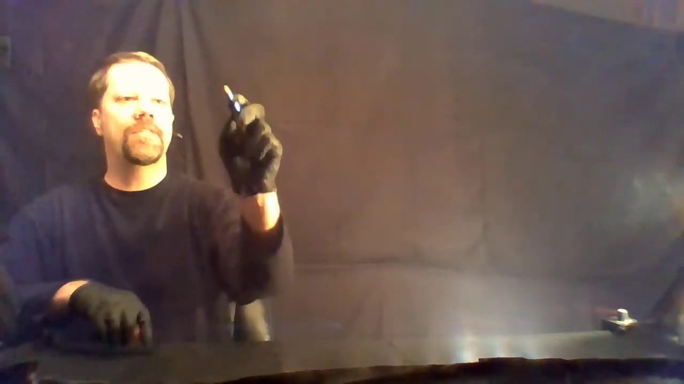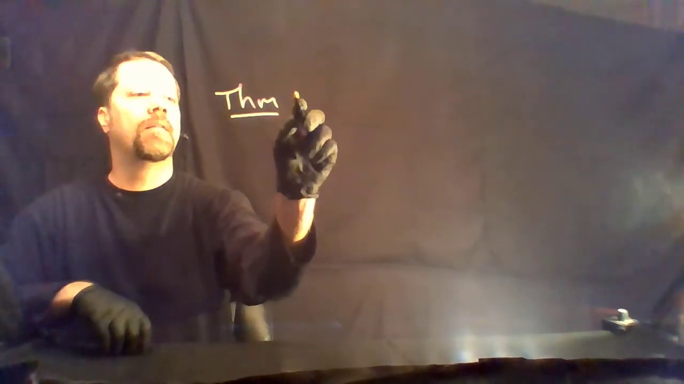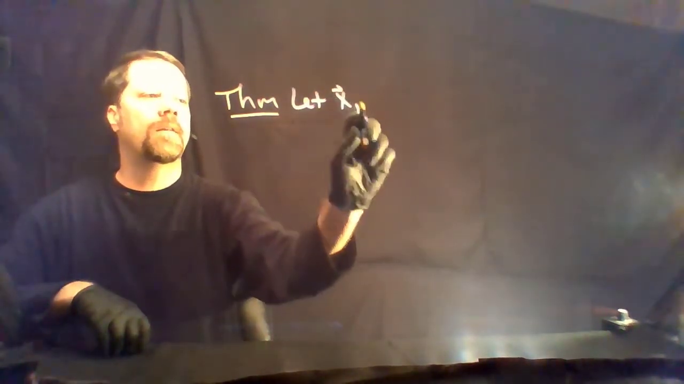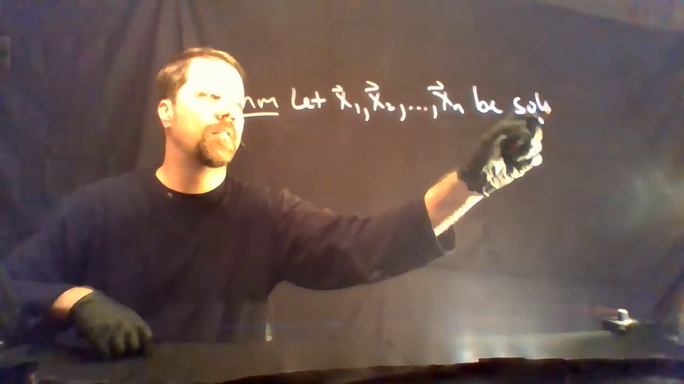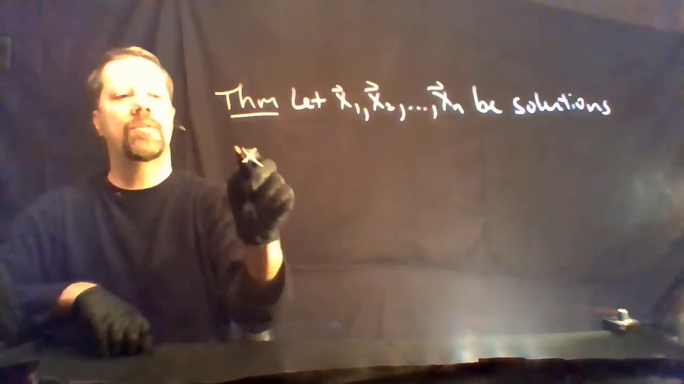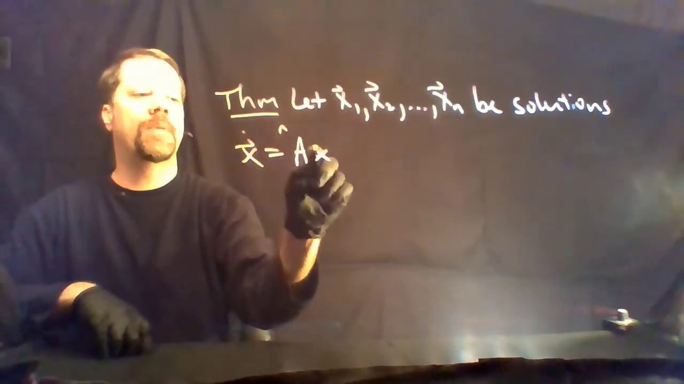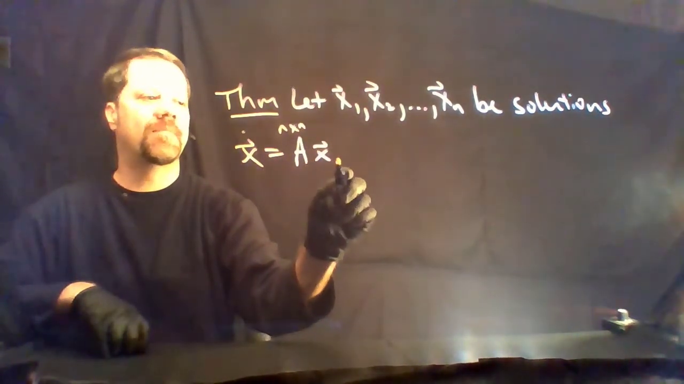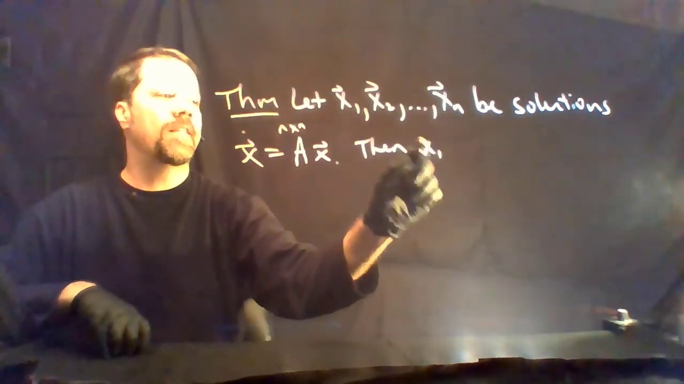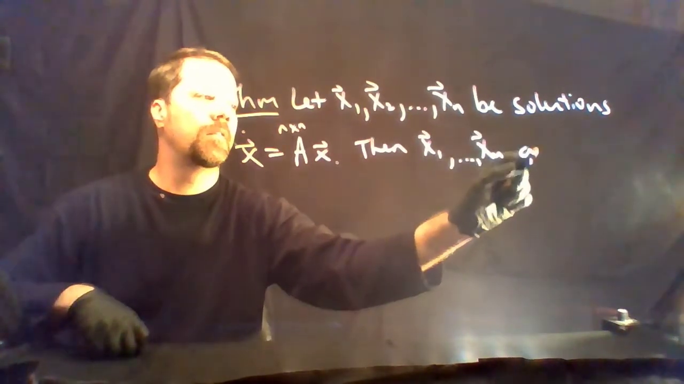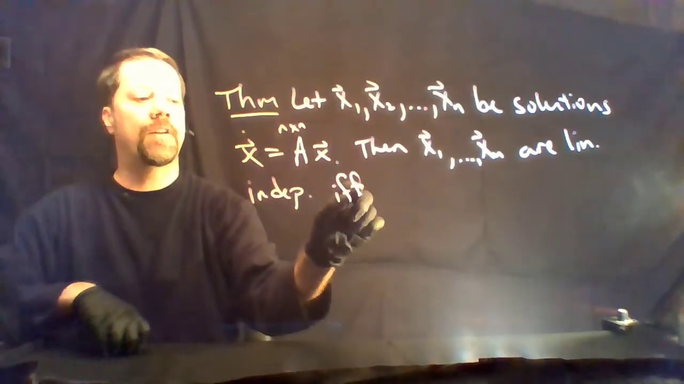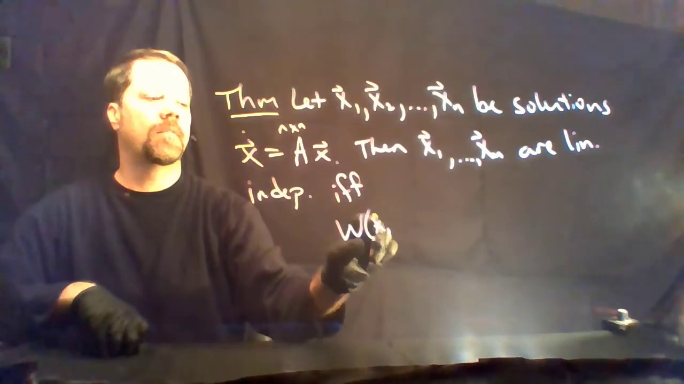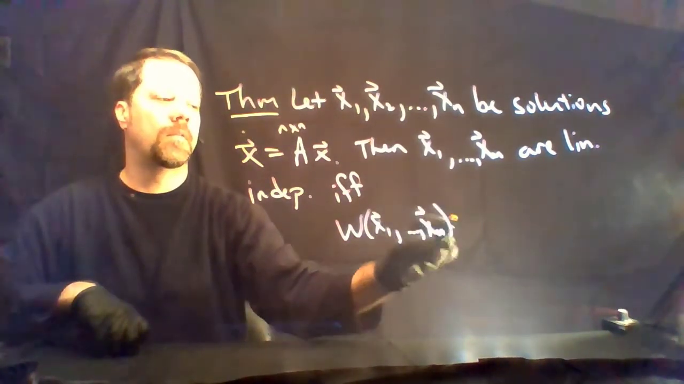To see the usefulness of the new theory, with x1 through xn the solutions to the linear system x dot equals Ax, where I'm assuming that the matrix A is n by n, then these functions are linearly independent if and only if the Wronskian is not zero. The theorem is easy to prove.